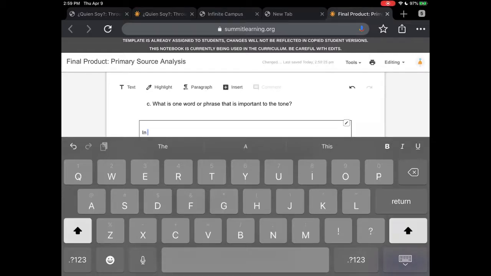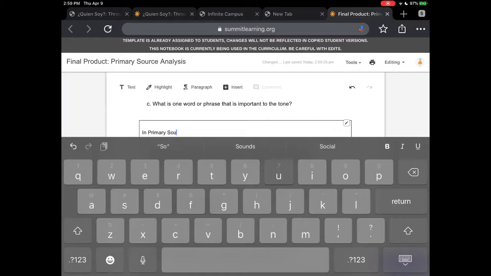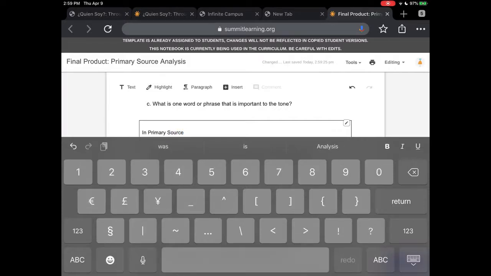And an easy way to do that is just typing out in primary source number, and then you can type in 1 or 3 and tell me about your answer.